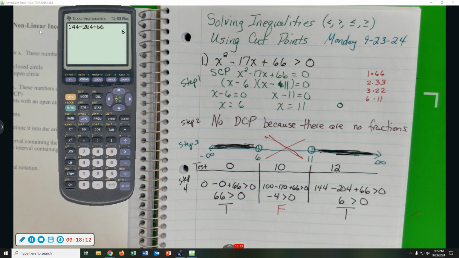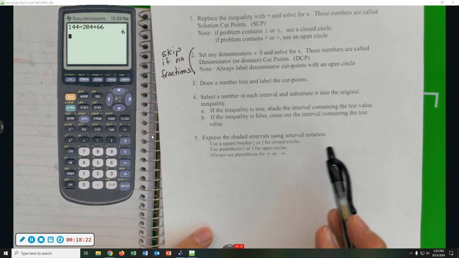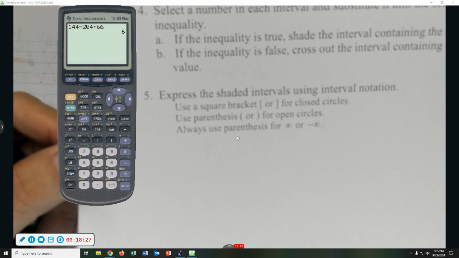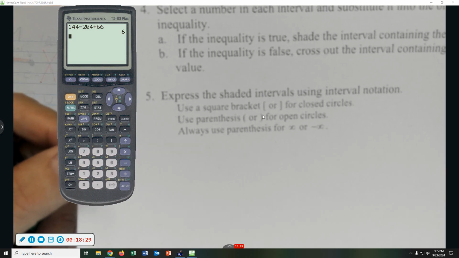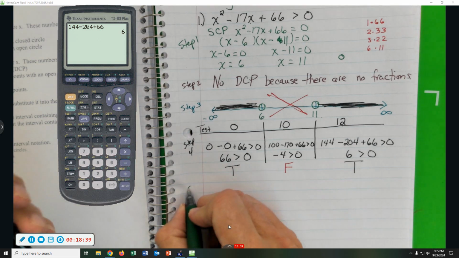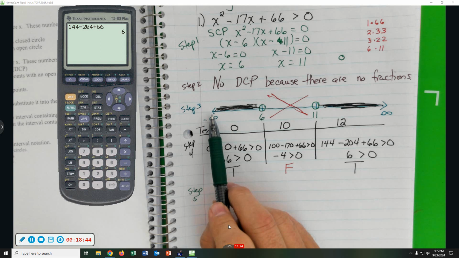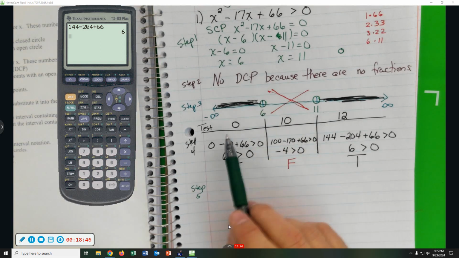Any questions on the testing step? Last step. We're ready for step 5, which is what we were doing in the class the other day. Now we're ready to write that shaded interval in interval notation. So always put step 5, write in interval notation. You're writing it for the shaded region, not for the one that you crossed out, the true regions.